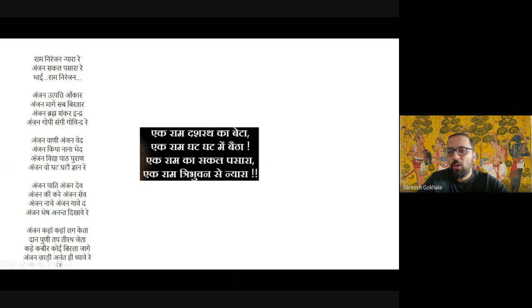अंजन उत्पत्ति ओंकार. That omkara is anjan. Anjana mage sabab istar. And then you think, hey, is this a printing mistake? Omkar was supposed to be that primordial form. But Kabir ji is spinning it saying even that is anjan. Even that is blemished. Anjana mage sabab istar. And everything expanding from it is also anjan. Anjana Brahma Sankara Indra Anjana Gopi Sanga Govindare. So the dance of the gopis and Govindas, Brahma, Shankar, Indra, all these gods and deities, they are also blemished.